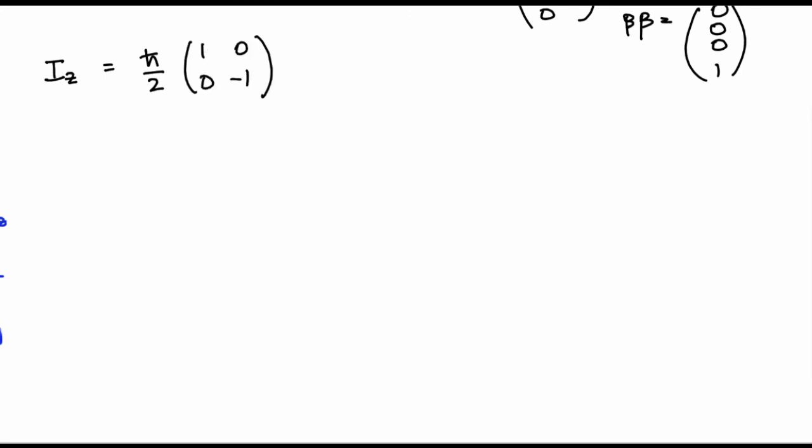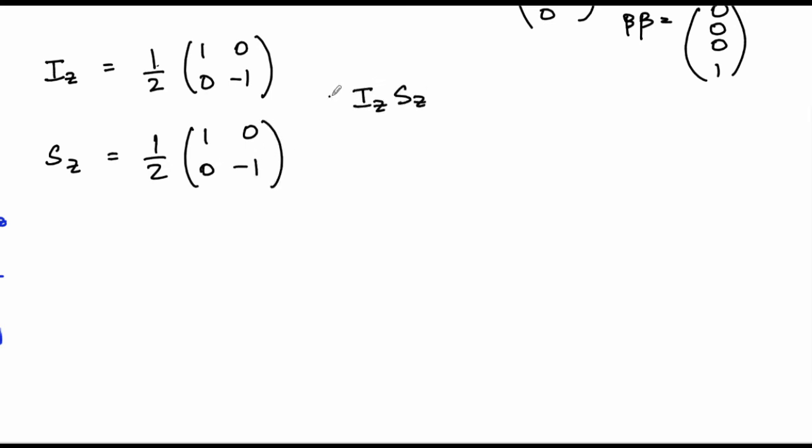This is what is given, and from here on I'm going to assume ħ is equal to 1, so I'm just going to write it this way. And similarly, SZ will also be represented the same way because all these are spin half systems. So now the question is, how is an operator 2IZSZ represented?